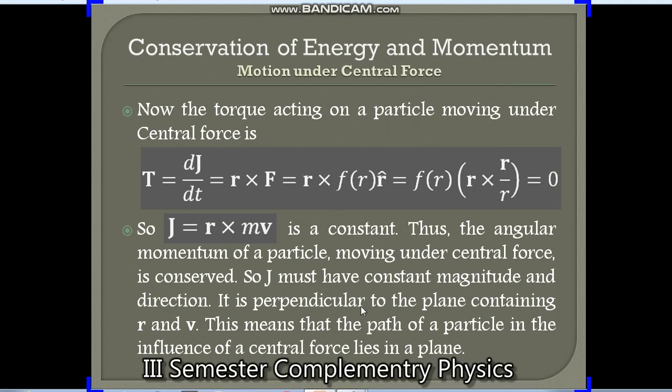It is a two-dimensional problem. All planetary motion around the sun is two-dimensional motion because they are moving in a plane. Their orbits will be lying in a plane. It does not mean that the orbits of all planets are in the same plane. There may be different planes for different orbits, but for a given planet, the orbit of that planet should be in a plane.